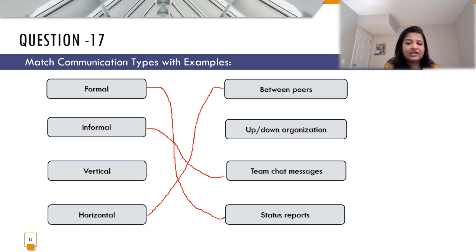Vertical communication can be anything in regards to communicating with the upper management or the people that are either at the lower level than you or maybe higher level than you. So that's where the vertical communication is meant over here.